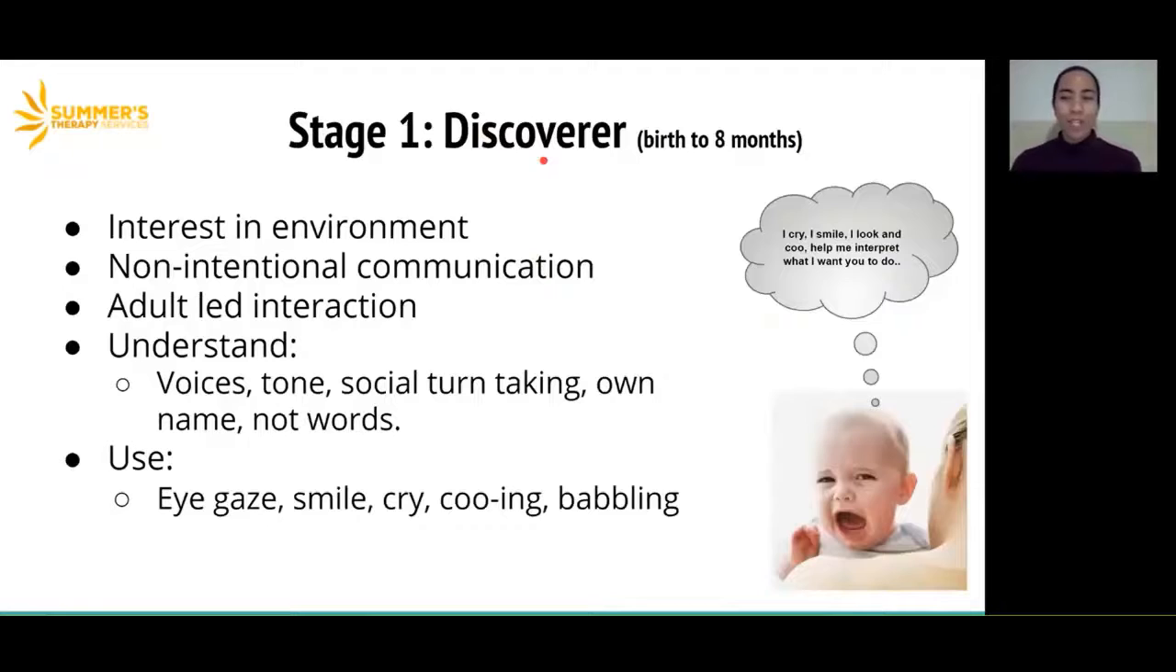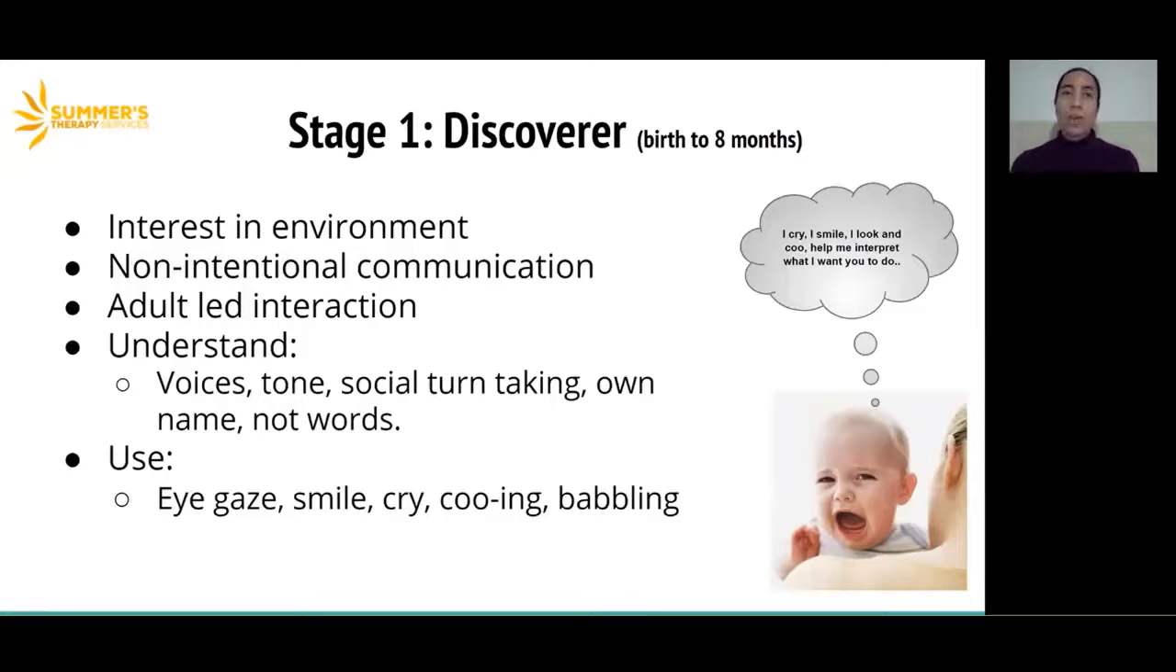Now this is where your baby is so cute. All they're doing is lying there and looking around at what's going on. At this stage, your baby is interested in the environment. So they are looking around, seeing what's going on, but not so much intentional communication. So remember what we said about communication early on.